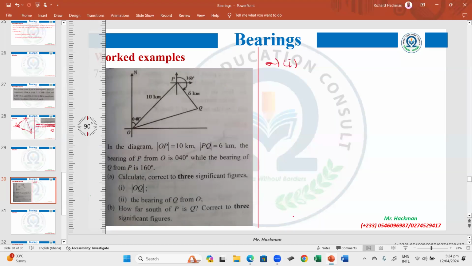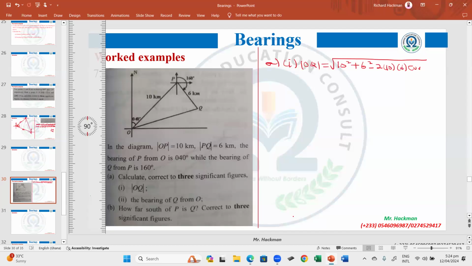A(i), what are we looking for? Calculate correct to 3 significant figures the length OQ. So for the OQ length, cosine rule: OQ will be equal to, I'm putting the refined version, the other side squared, so 10 squared plus 6 squared minus twice the product of 10, then 6, then cos of your angle known. So you are going to look for your angle known. Your angle known is the angle opposite OQ, so you have to go and find that angle.